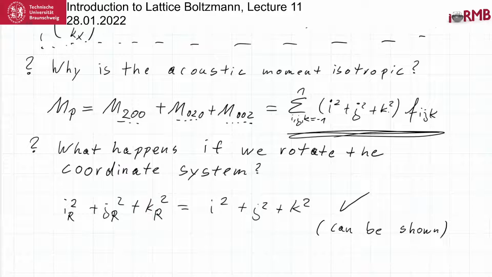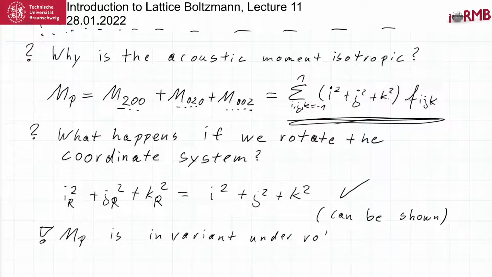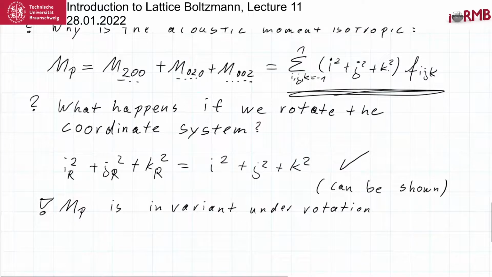Because this change of coordinate system leads to exactly the same definition of the moment, we know that MP is invariant under rotation, because this is what invariant means. Okay, so is there something special? I mean, the other ones could be invariant under rotation too. Let's look at the hydrodynamic moments.